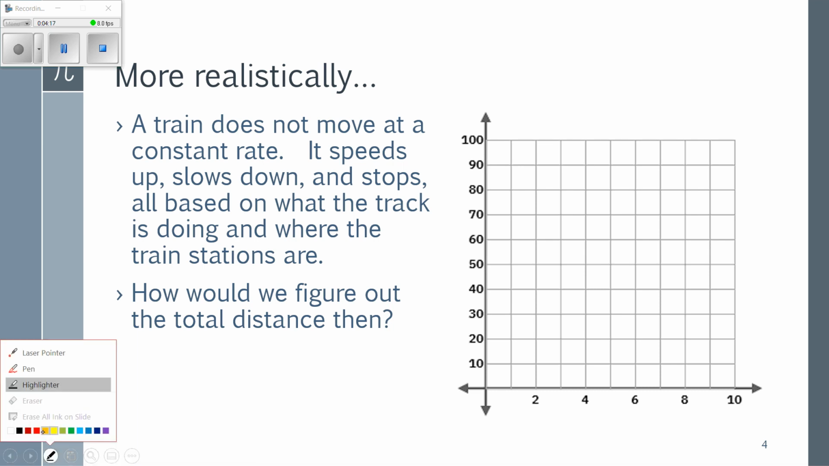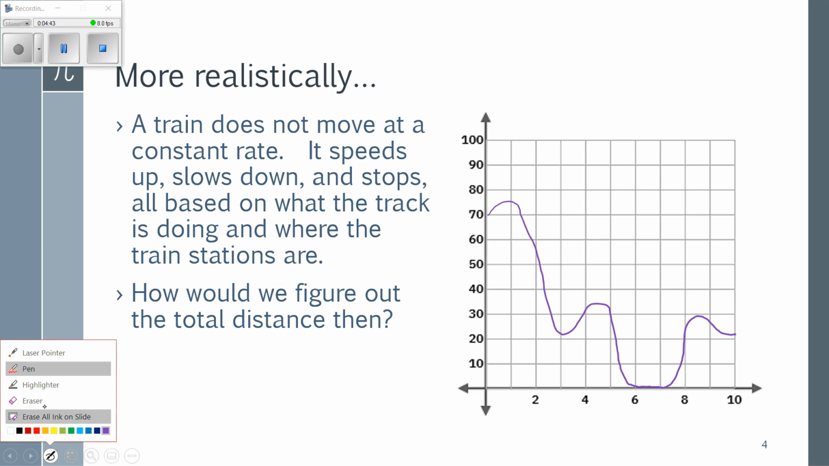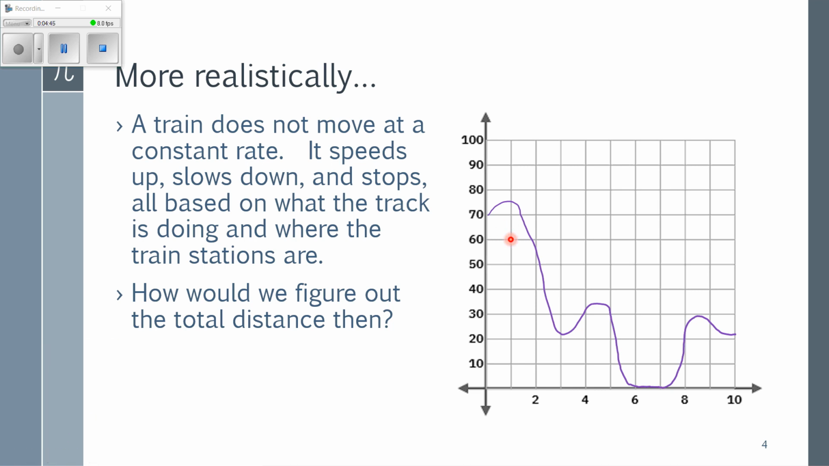So a more realistic graph of my function would be something that would look like this, where I've got speeding up, slowing down, stopping. And if I wanted to find a total distance then, what I'm trying to figure out is, how would I find the area between this function and the x-axis? It's not going to be nice rectangles.